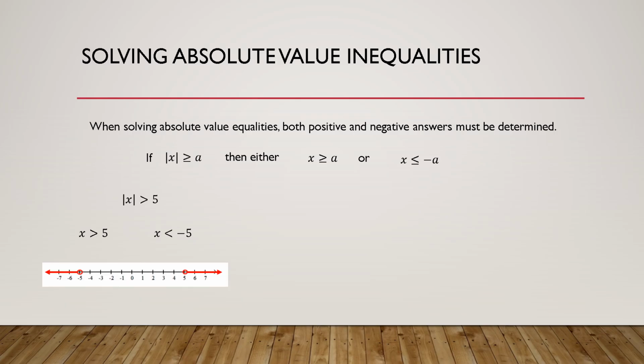In another example, we start with the absolute value of x is less than or equal to 3. This leads to the compound inequality, negative 3 is less than or equal to x is less than or equal to 3. This can also be depicted on a number line.